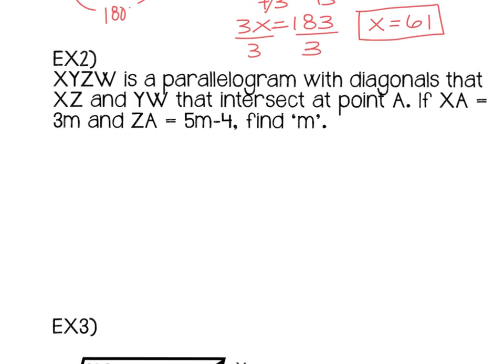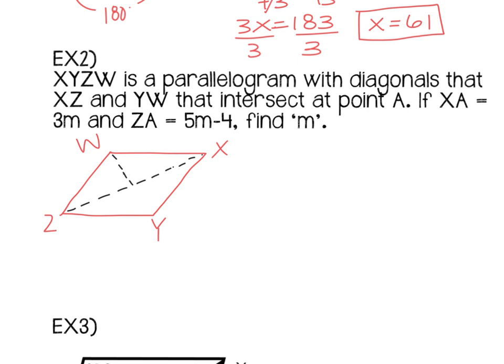Again, we have to draw a parallelogram. So again, we can start at any letter, any point, but I have to go in order. So let me start here: X, Y, Z, W. And it has diagonals, XZ and YW. So this is a way to check yourself. Yes, I have a diagonal XZ, and I have a diagonal YW. So if you don't end up having those diagonals, then you probably drew your problem wrong. That intersect at point A.